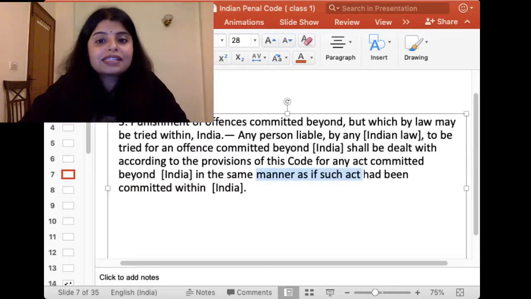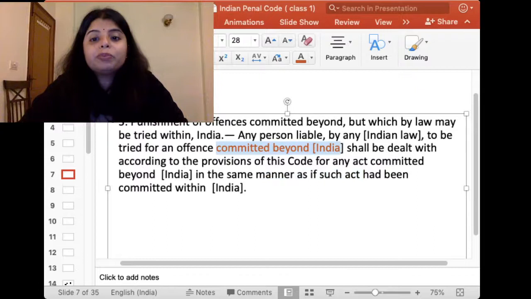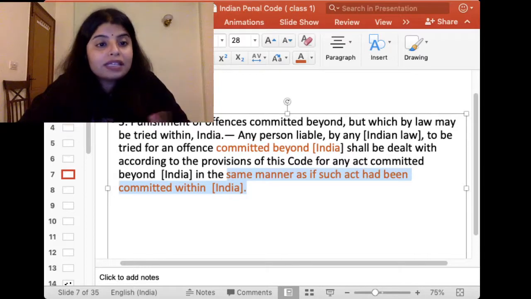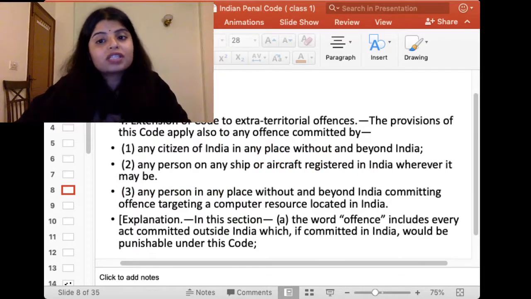So if he has committed an offense beyond India, see this, beyond India, he will be treated in the same manner as if it was committed within India. But what are these situations? You will find the situations in Section 4. Section 4 talks about the extension of the code to extraterritorial offences.